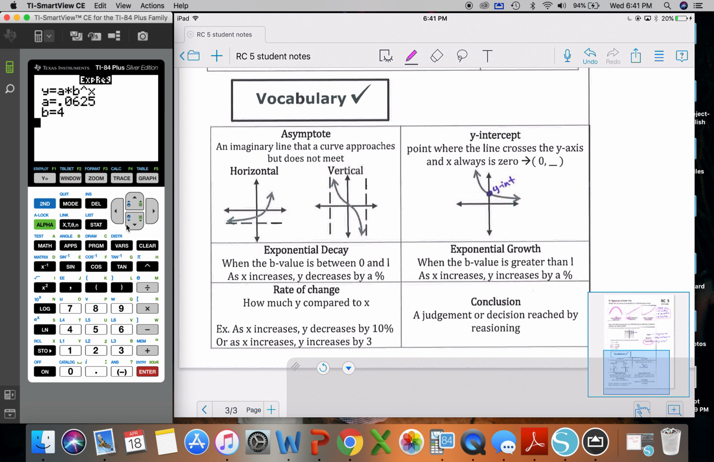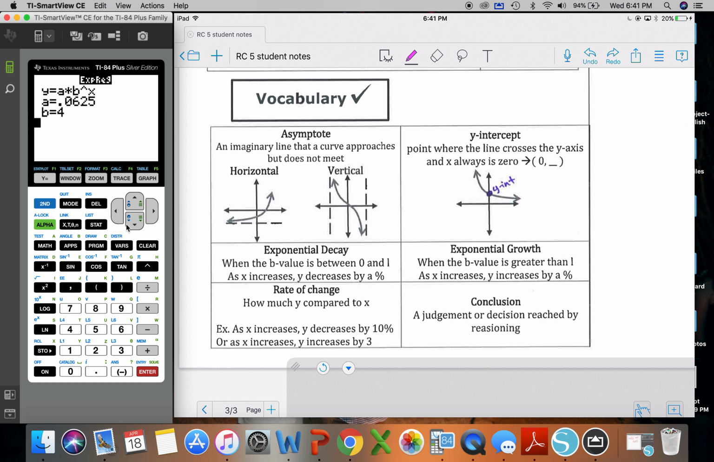A couple of quick reviews on vocab. An asymptote is an imaginary line that a curve approaches but does not meet. All of the ones that we've looked at are horizontal, but you can have vertical ones as well. Your y-intercept is the point where the line crosses the y-axis, so it's always the point 0, number.